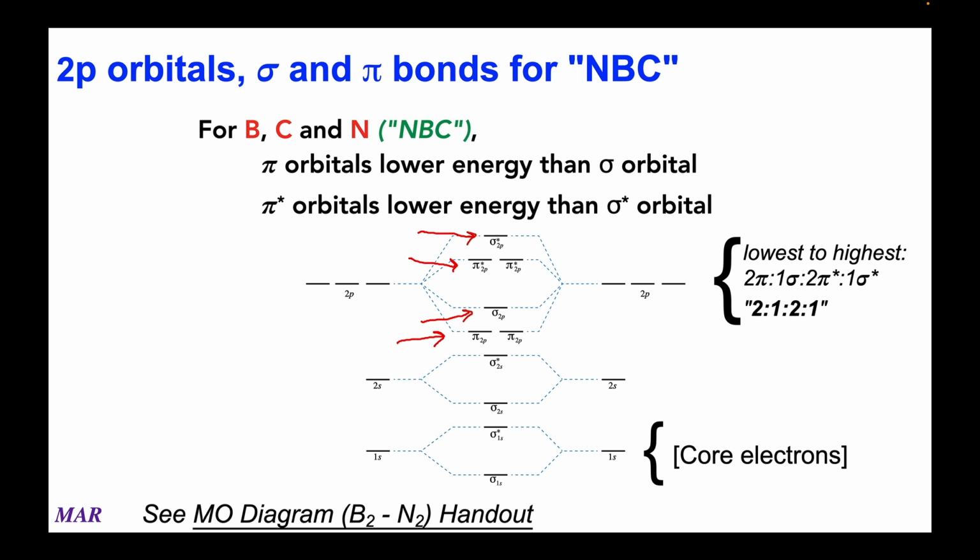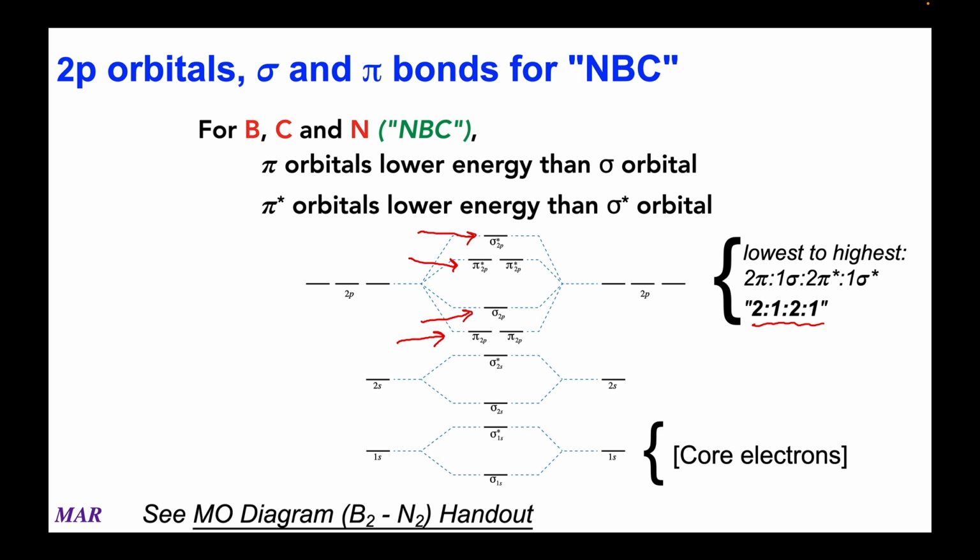So if you go from lowest to highest, it creates what I will sometimes refer to as the 2-1-2-1 pattern. That's 2 pi's followed by 1 sigma, followed by 2 anti-bonding pi's and 1 anti-bonding sigma. This is what you'll use for molecules that have nitrogen, boron, and carbon. So for example, N2 will use this, or B2, or you could also have things like CN when the 2 atoms come together. But if you have N, B, and C molecules come together, you want to use the NBC diagram. This 2-1-2-1 is what happens when it starts to plop out.